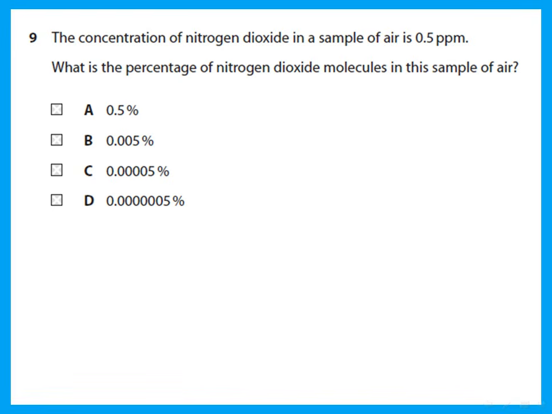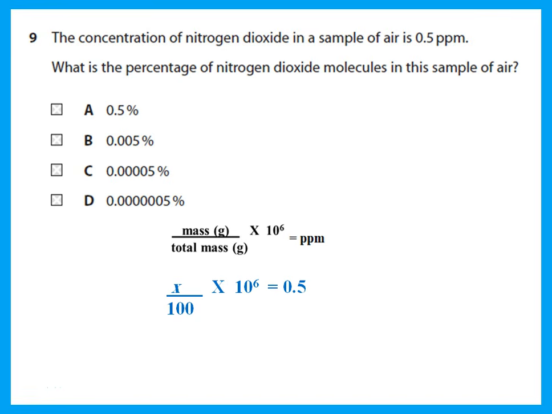Concentration of nitrogen dioxide in a sample of air is 0.5 parts per million. What is the percentage of nitrogen dioxide molecules in this sample of air? So here he's given me the parts per million, and he wants me to determine what is the percentage. Remember, this is the equation that we use to get parts per million. The mass in grams over the total mass in grams times 10 to the power 6, that is what we call parts per million. So he's given me the parts per million, it's 0.5.